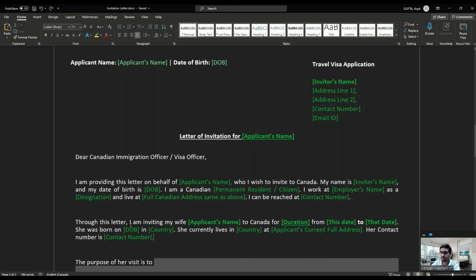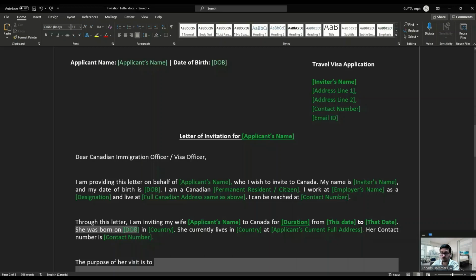So through this letter, I am inviting my wife, so her name. If you are inviting your parents, you can write their details as well. I am inviting my wife, her name, to Canada for this duration, from this date to that date. So please be clear about the duration of your visit, when you are coming to Canada and when you will be leaving Canada. This is very important in your TRV applications.